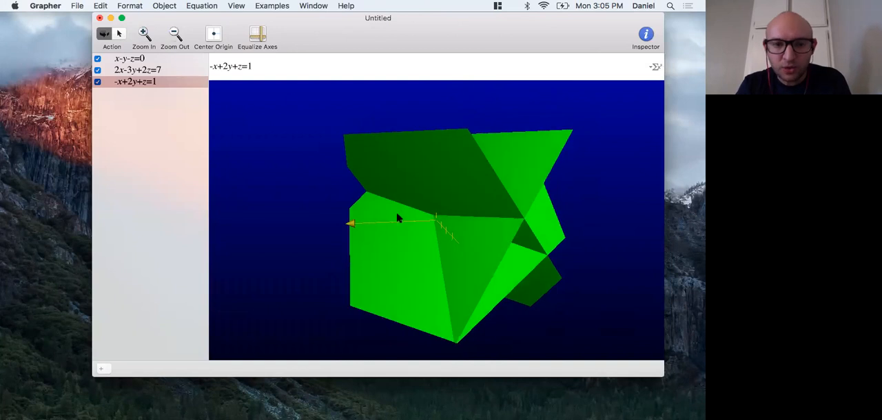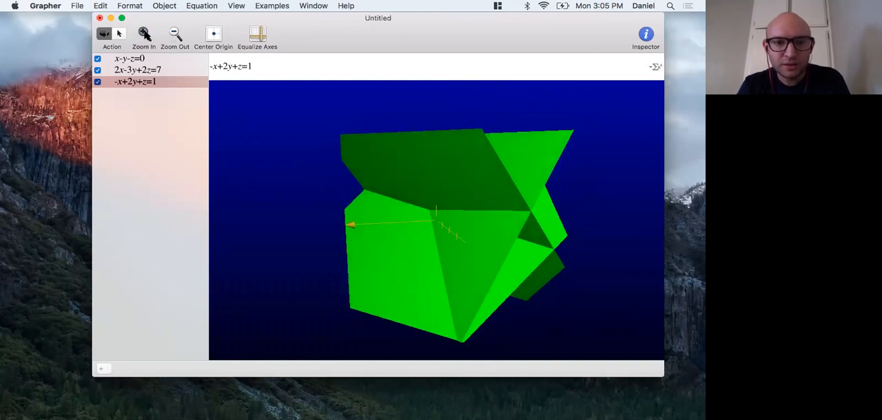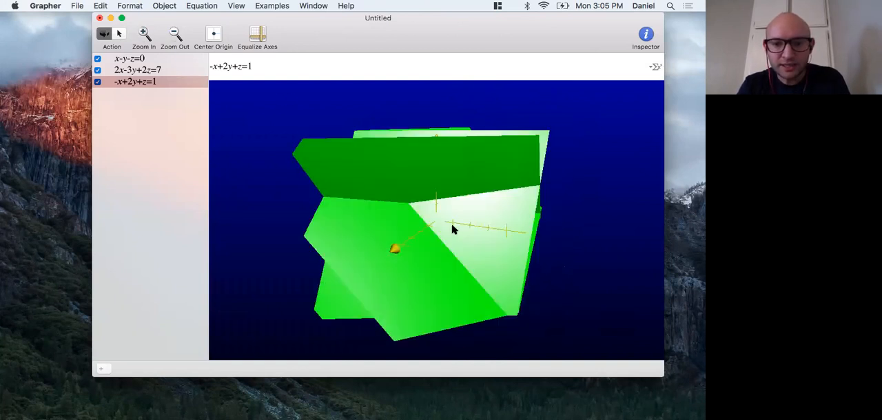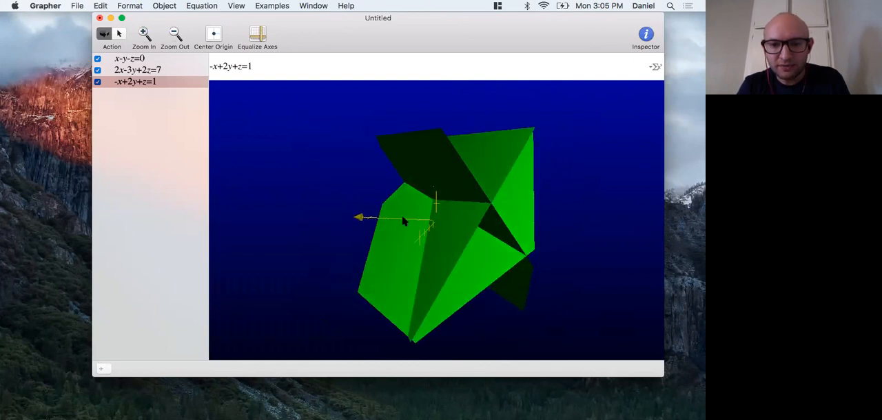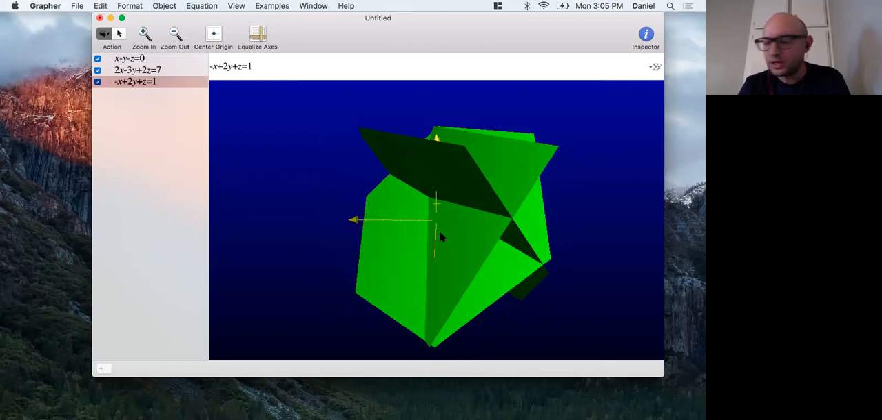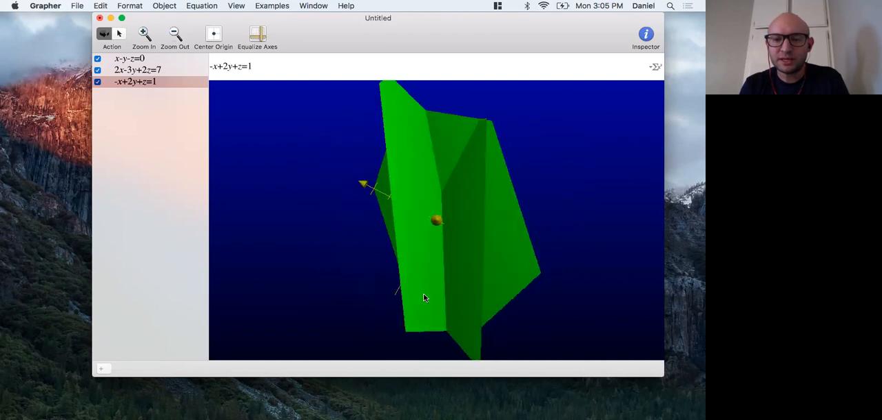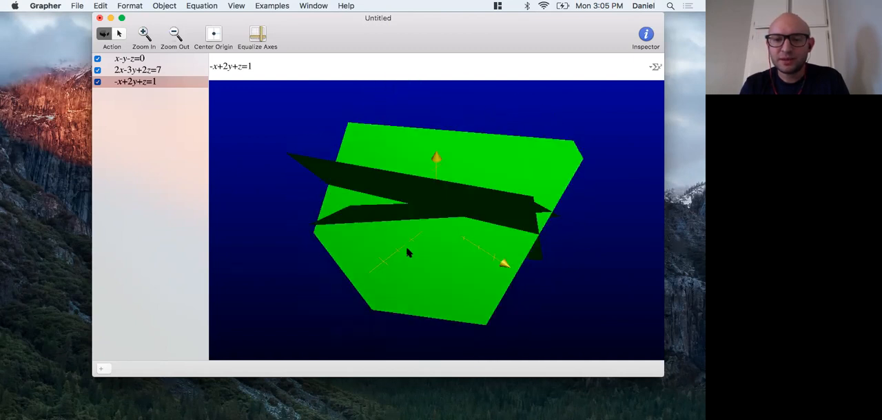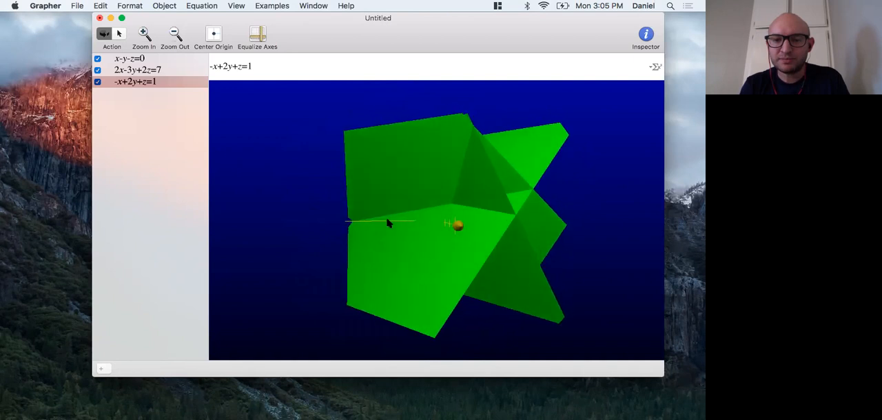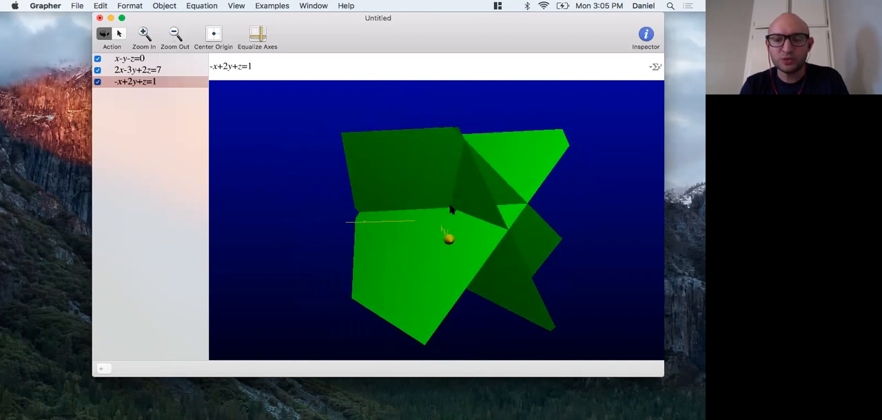It's not quite the origin. Let's zoom in. It's not exactly the origin. The origin is kind of covered up here. The origin is like right there. But if you look at the solution that we got, what was it? 1, 3, 2. It's not that far from the origin. This is a pretty cool abstract shape. But yeah, this one point is where they all meet.